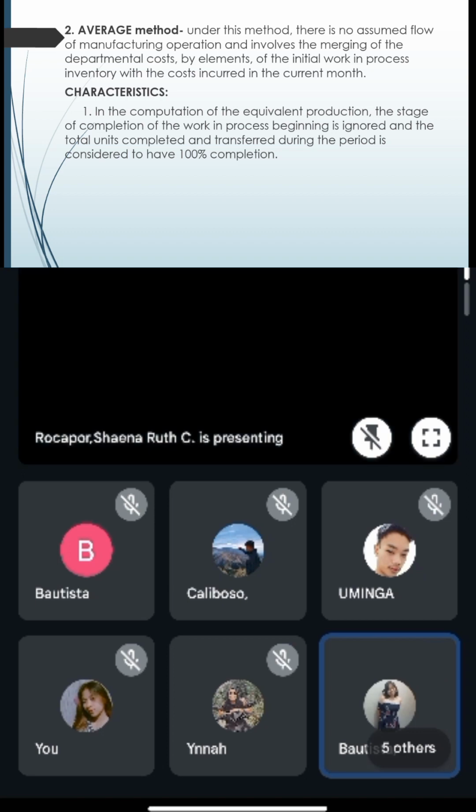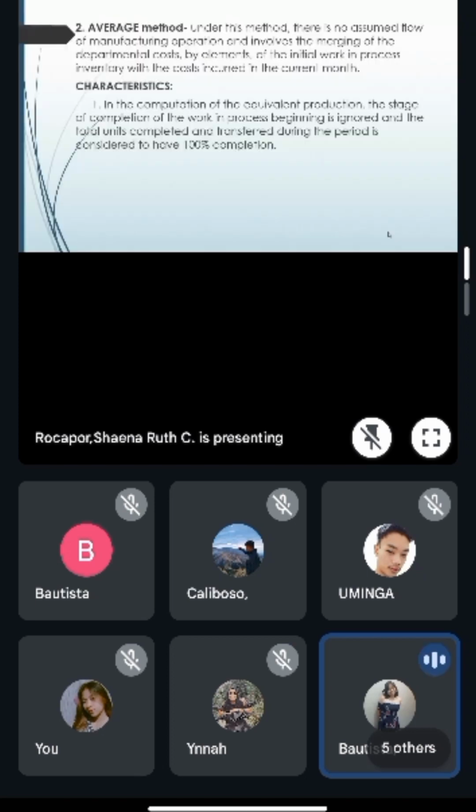Characteristics. In computation of the equivalent production, the stage of completion of the work in process beginning is ignored, and the total units completed and transferred during the period is considered to have 100% completion.